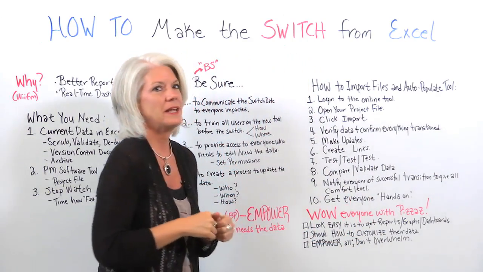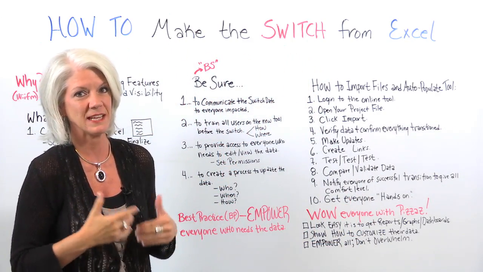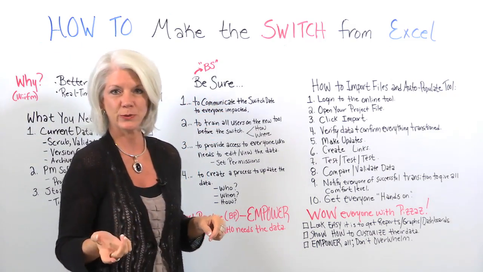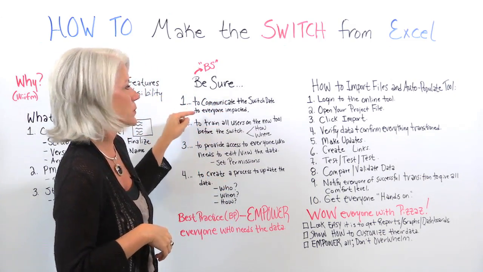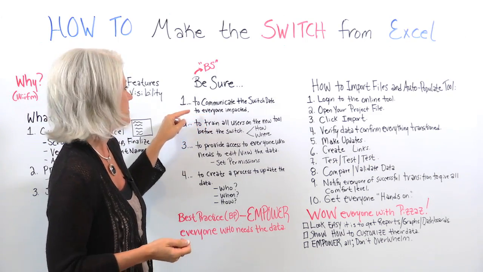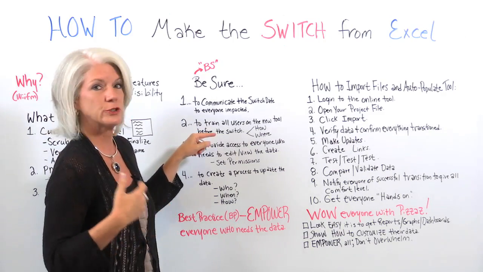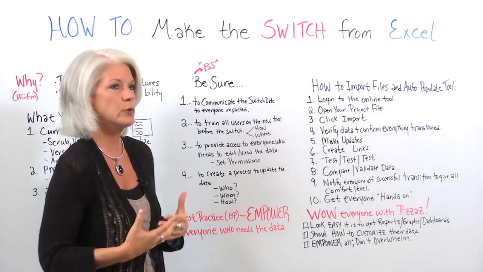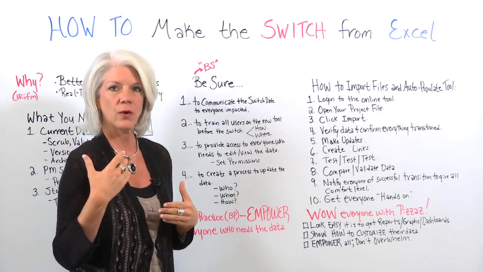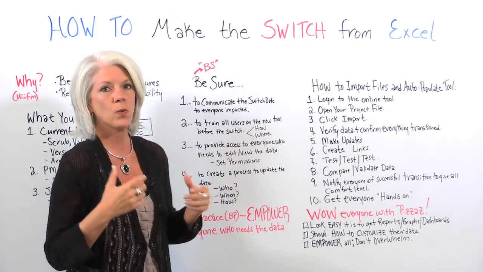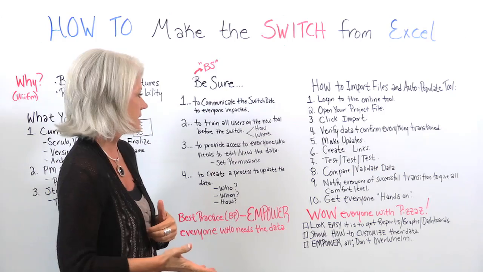Okay, so there's a little BS that goes into this, and it's what I call the be sures. So we have 4 be sures we want to do. We want to be sure to communicate the switch date to everyone impacted. Let them know in advance. We want to be sure to train all the users on the new tool before we switch. They need to know, how do I log in? How do I get access to it? They need to know where it is, where the data is that they need to update.